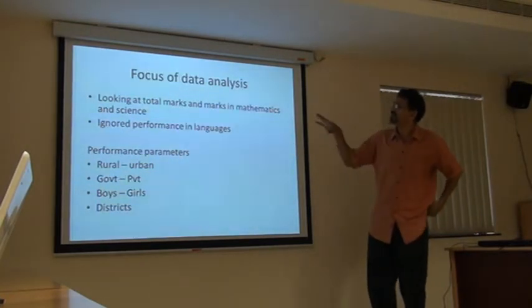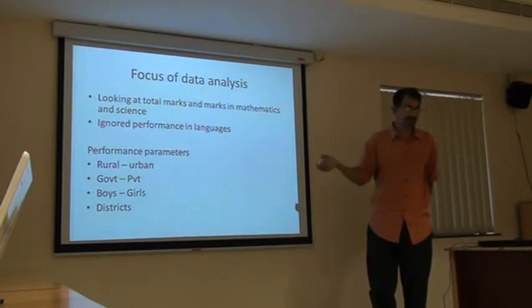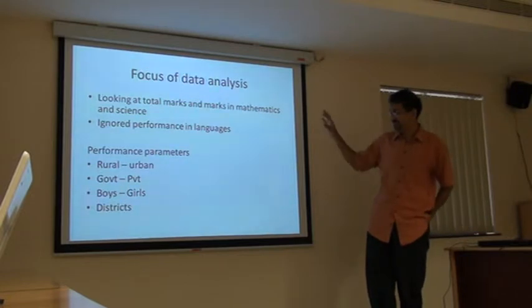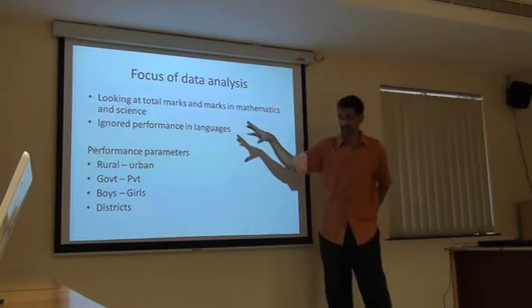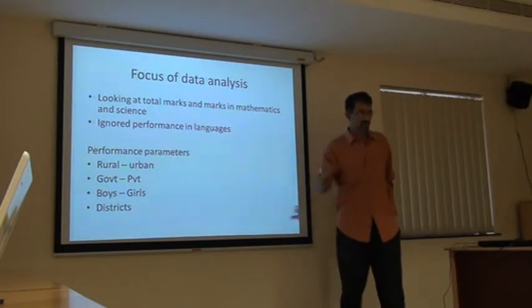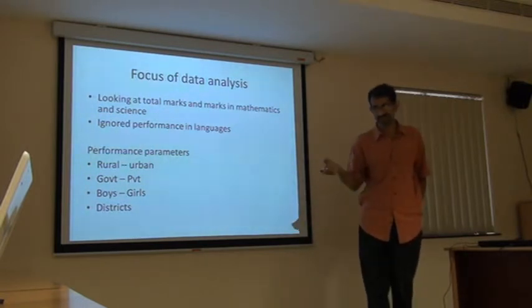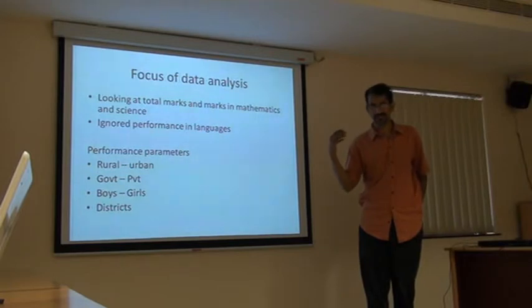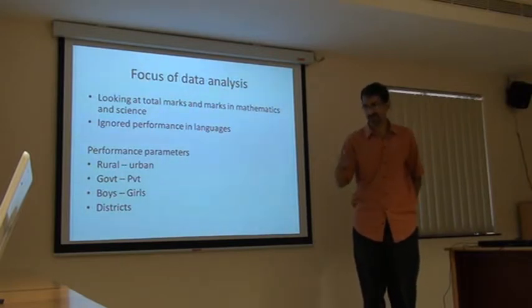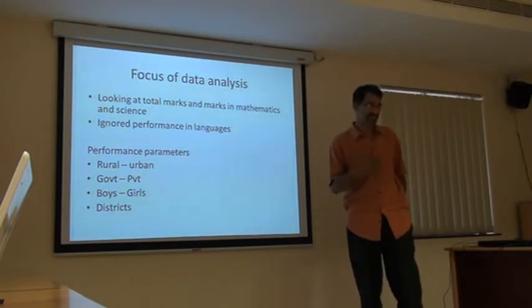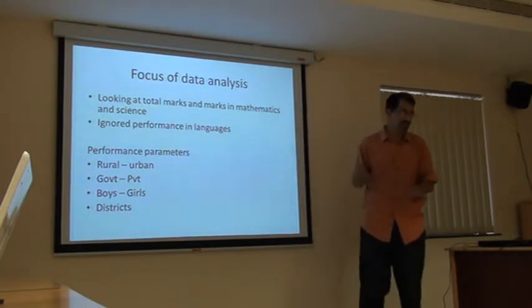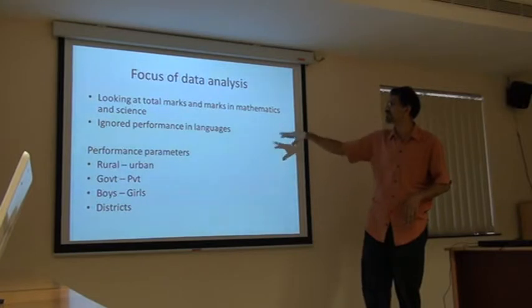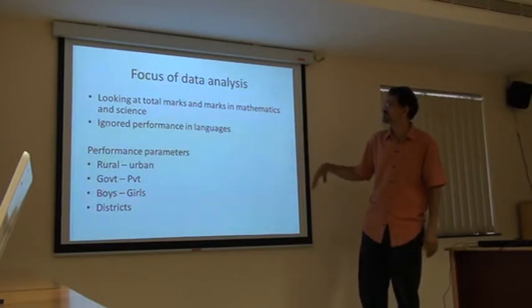So then there's a lot of data. For example, we have all the marks in different languages, medium of instruction, caste, etc. So we decided that we will basically look at the total marks and marks in mathematics and science, to avoid a lot of issues about medium of instruction. If you're looking at English performance, for example, a lot of things matter which shouldn't matter so much in mathematics and science. So it's an easier comparison. So we ignored the other subjects.